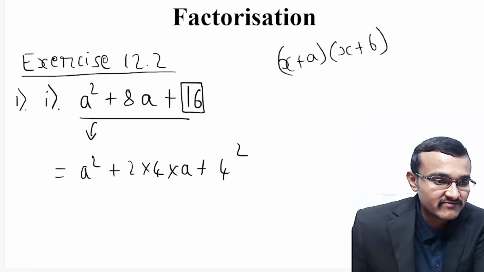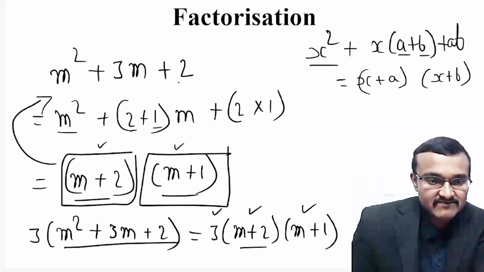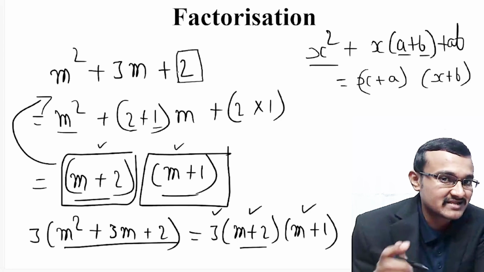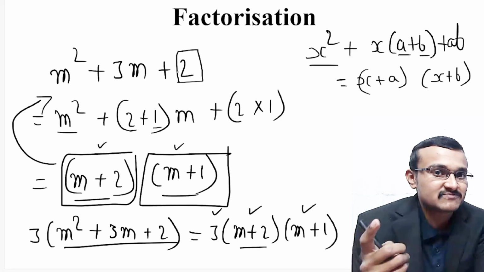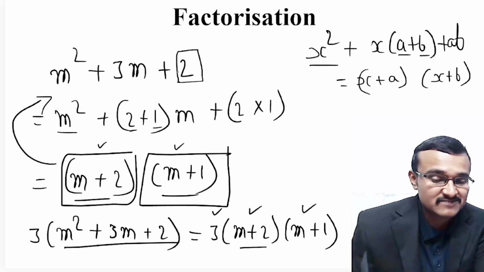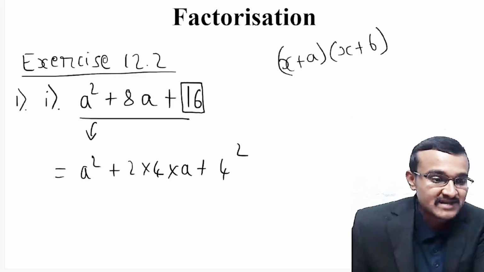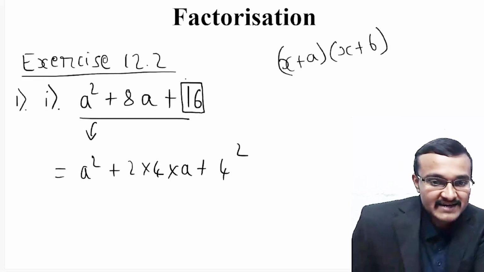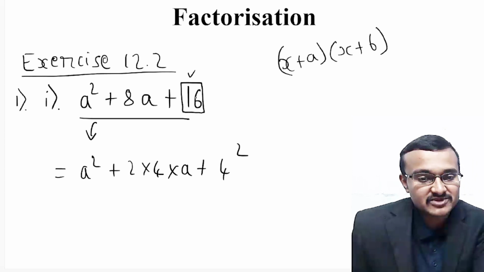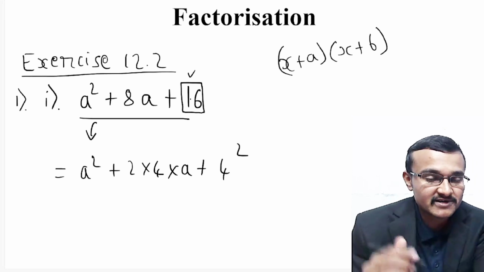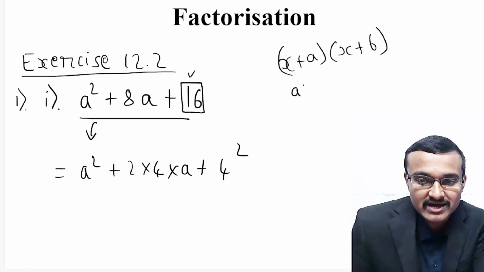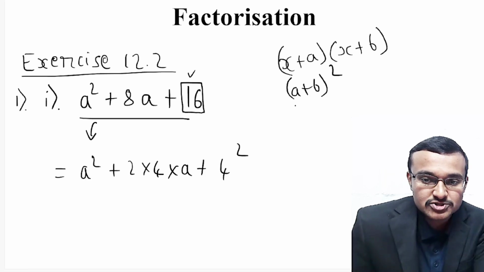In the example which I solved previously, we had m square plus 3m plus 2. Here 2 is not a perfect square. That's why I didn't use the a plus b whole square or a minus b whole square formula. I used the x plus a into x plus b formula. In a question like this, you should identify whether the last number in the algebraic expression is a perfect square or not. If it is, then you can use a plus b whole square or a minus b whole square.